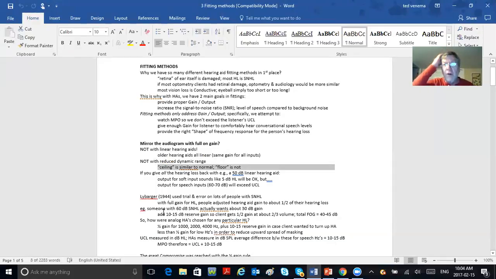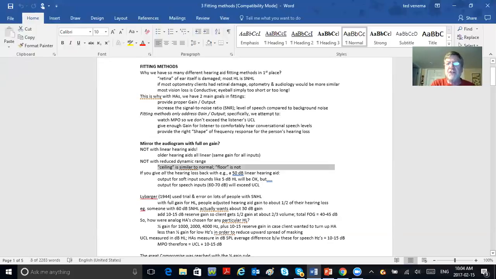If you give all the hearing loss back, e.g. with a 50 decibel linear hearing aid, output for soft sounds like 5 dB might be okay, because 5 plus 50 is 55, but output for speech inputs like 60 to 70, you add 50 to that and you will exceed the listener's loudness tolerance.